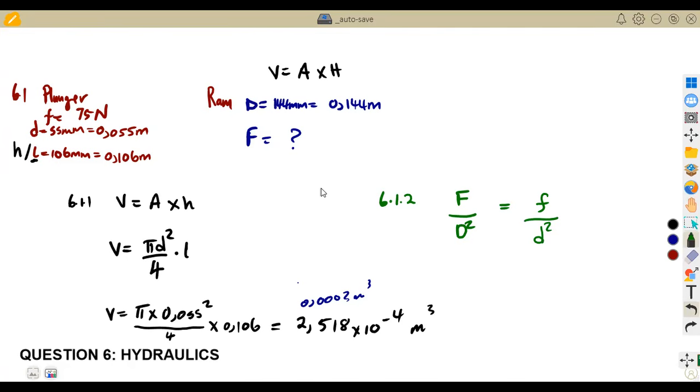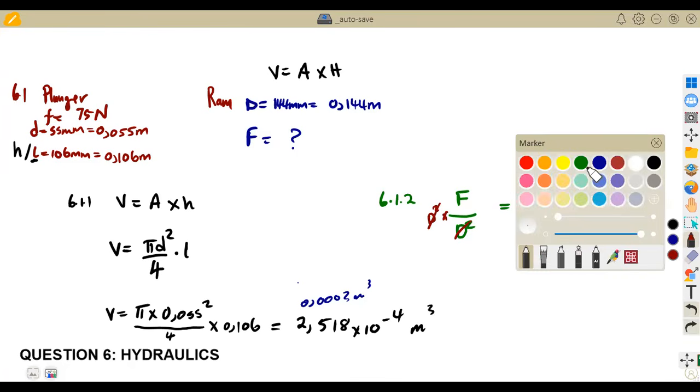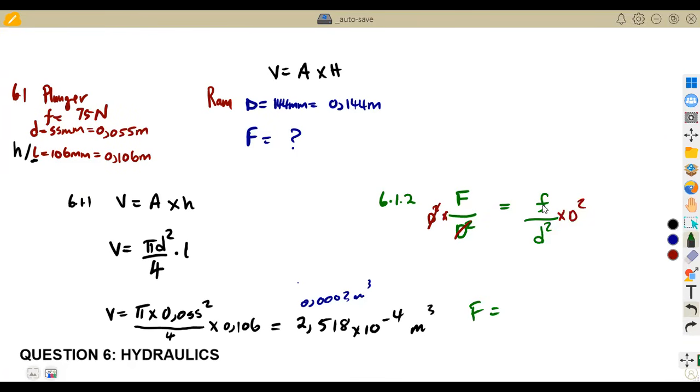So what it simply means is that I can calculate this F if I just multiply here by E squared to remove this one. Remember, this one is for the ram. So the moment I multiply this, I'm going to remain with F. That means the force on the ram in this case is going to be equal to the force on the plunger, diameter squared times the diameter squared of the ram.